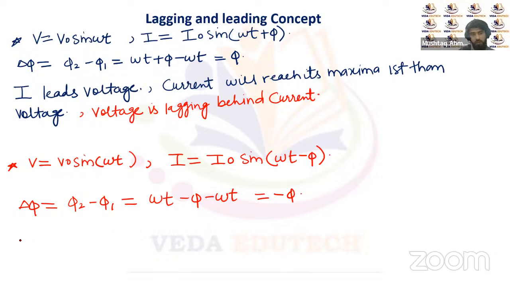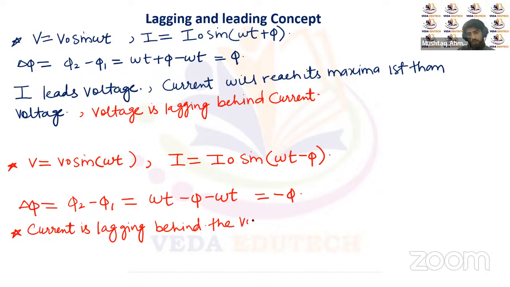Or we can say here, actually, the current is lagging behind the voltage, so voltage is leading here. It means that the voltage will reach its maximum first, then the current. So this is the concept of leading and lagging, which quantity is leading and which quantity is lagging, in case of AC circuits, right?